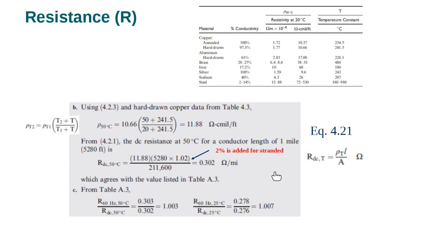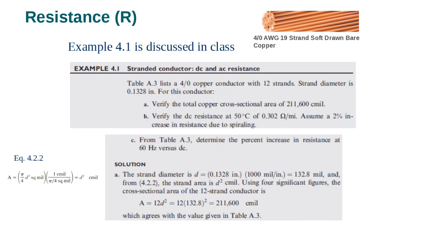Doctor, we determined the length 5280 from the table, or is it given in the question? No, this must be given. Must be given in this one. Table entries for capacitance, conductor diameter, is with for this conductor. Verify spiraling to percent increase in the resistance due to spiraling.